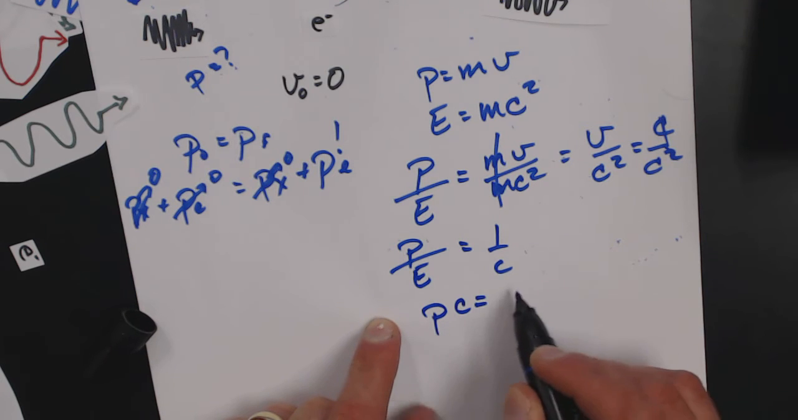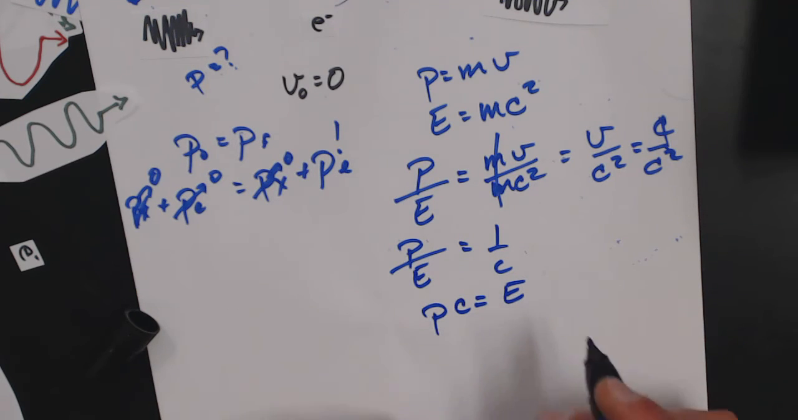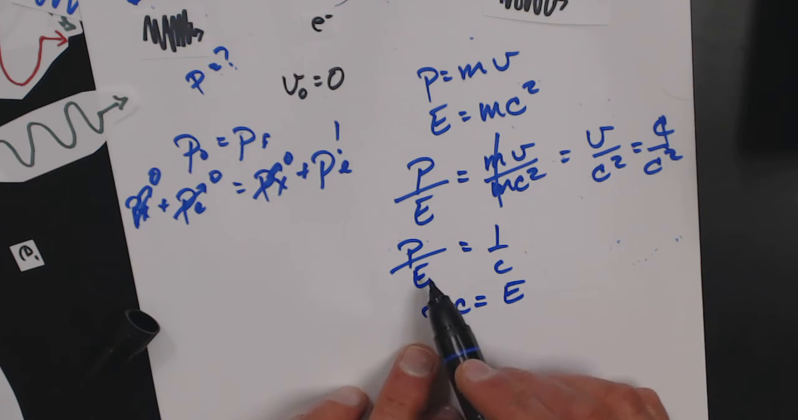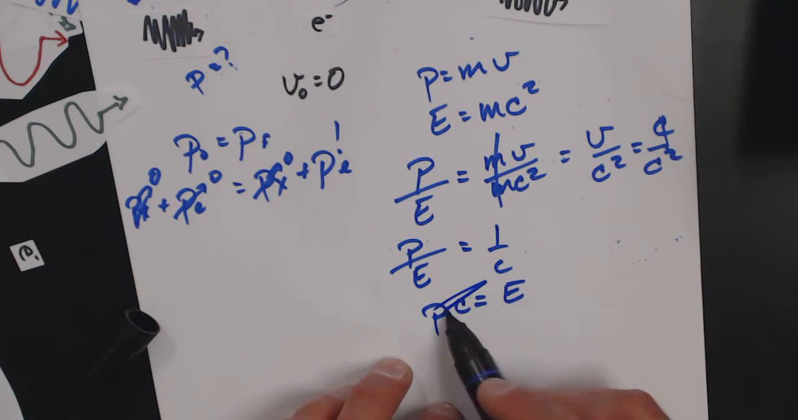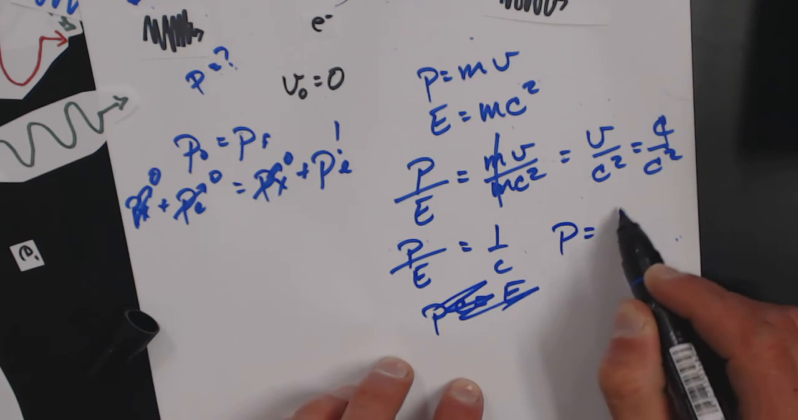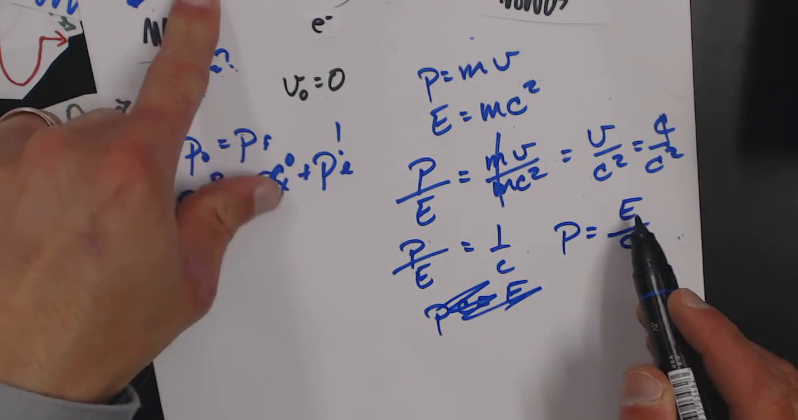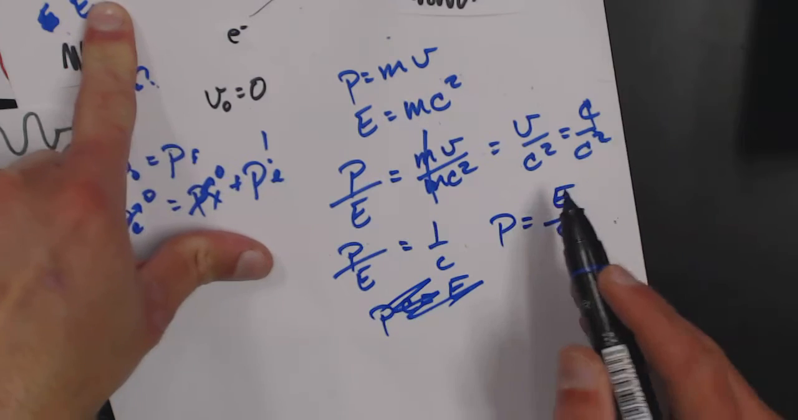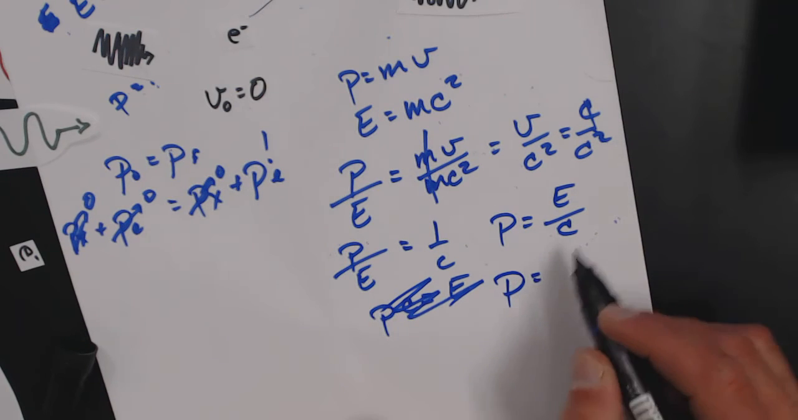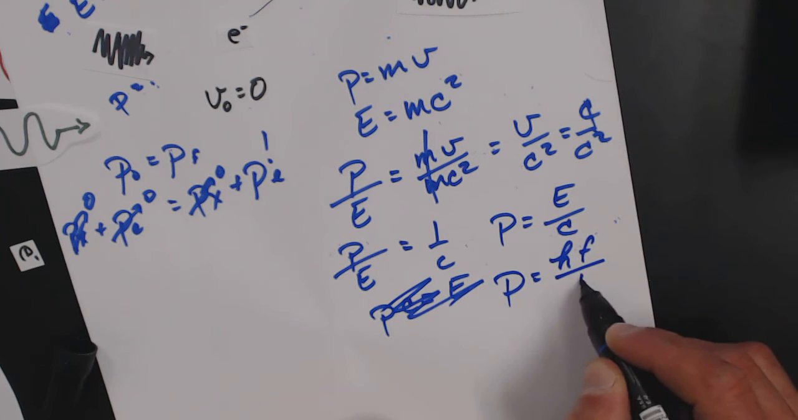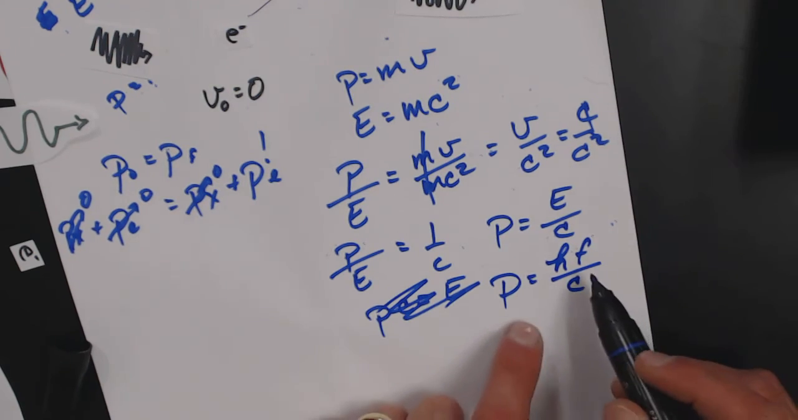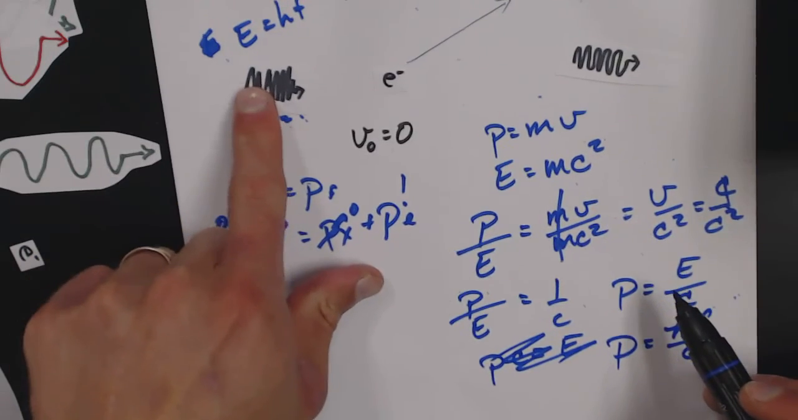P times c equals the energy. Let's move this, get P by itself. I didn't like doing that. Let's swap that around. So now P equals the energy over c. The energy is also HF. So the momentum becomes HF over c. Oh, nice. This has a frequency.